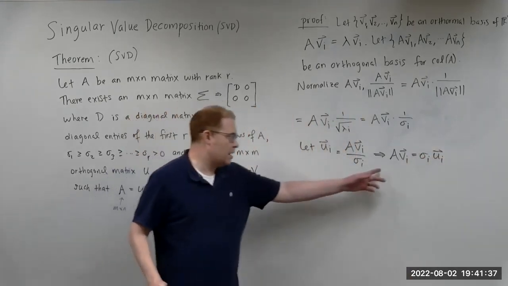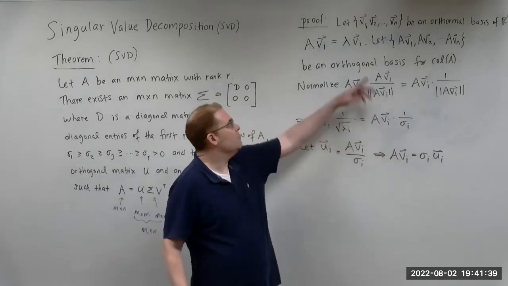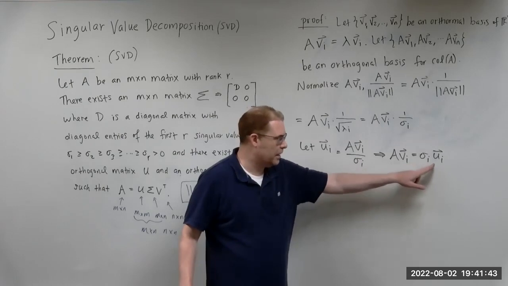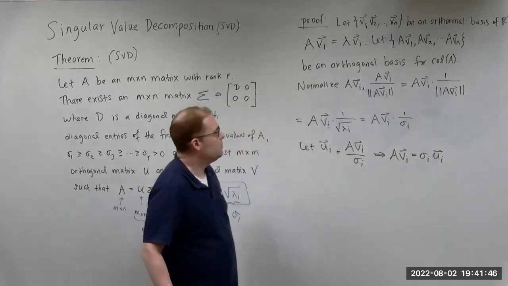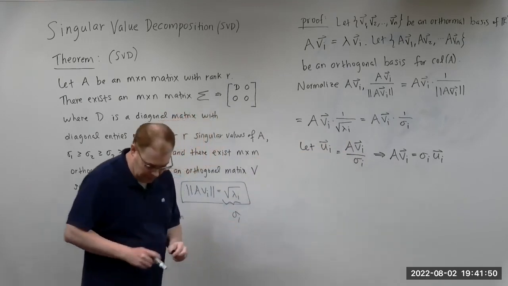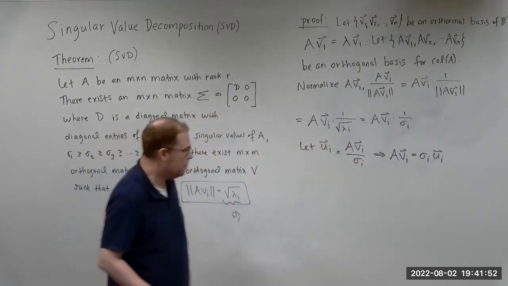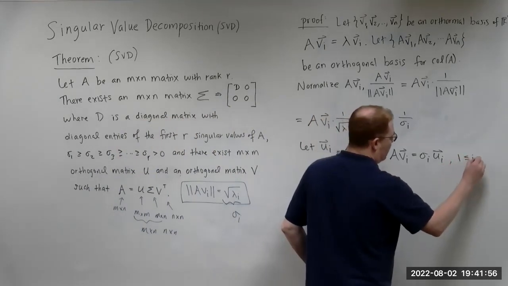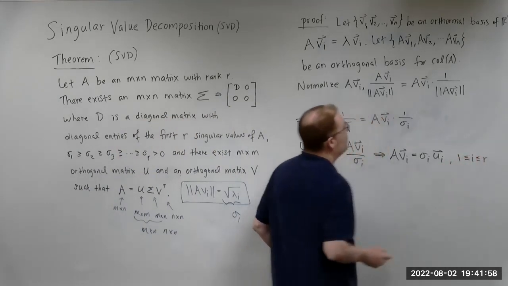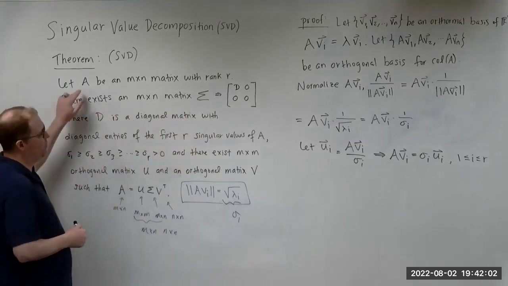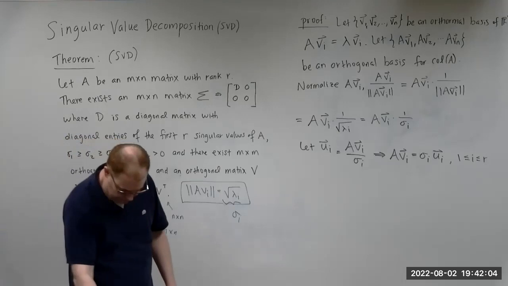So we have the matrix operating on V, where V is coming from here, and this is equal to sigma, a scalar, times U, which is this. That's true from 1 to R, where R is the rank of the matrix that we're given.